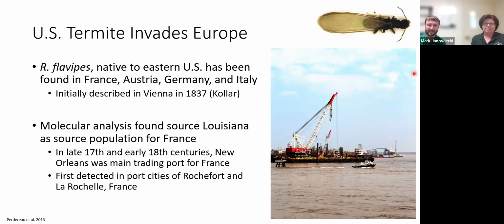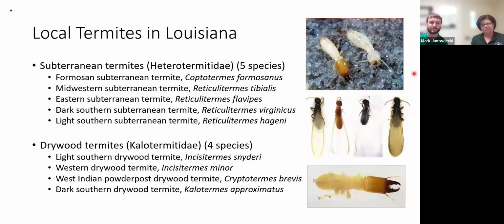When looking at some of the molecular analysis, we were also able to track the trade pattern when France owned Louisiana as a colony. We can see over those 17th and 18th centuries, New Orleans was a major trading port, and we can see genetically that there's a resemblance between the termites in New Orleans and those collected in port cities in France. And I'll pass it back to Carrie to zoom in even more into here in Louisiana.